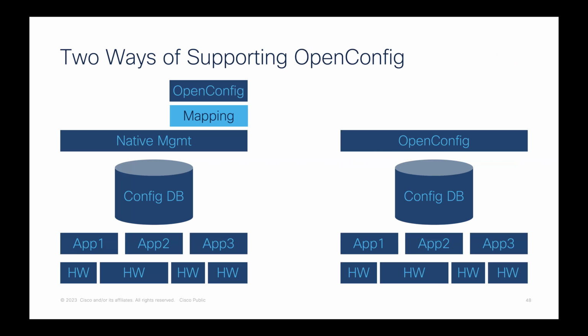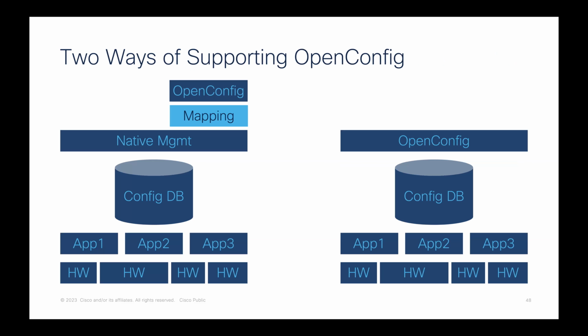This means that an OpenConfig capable system comes in two basic flavors. One kind has OpenConfig as a shim layer, which is then translated into native models by a mapping component. The other has OpenConfig as the native model that the whole system is built around.